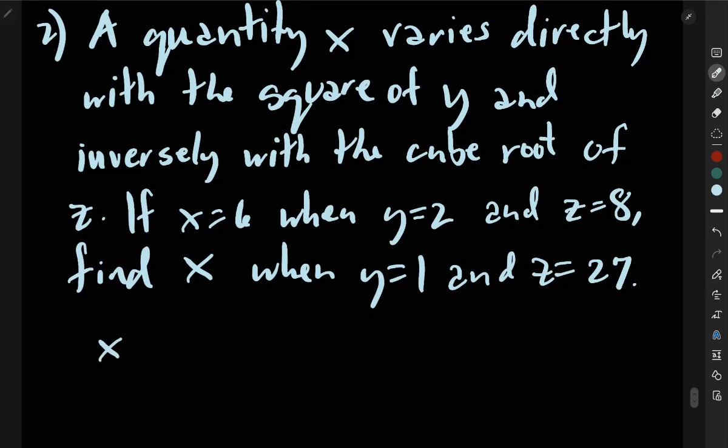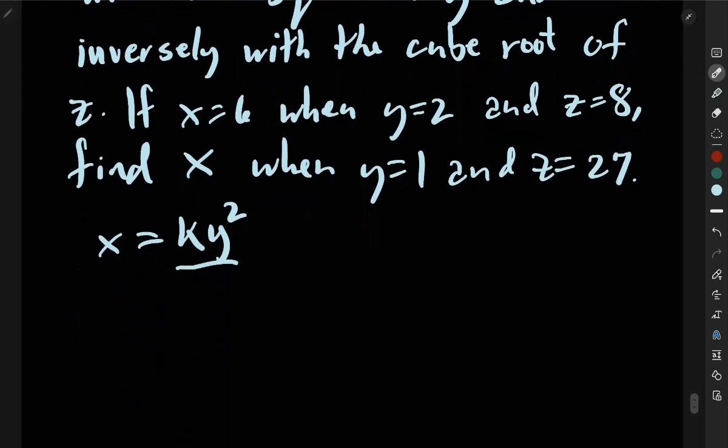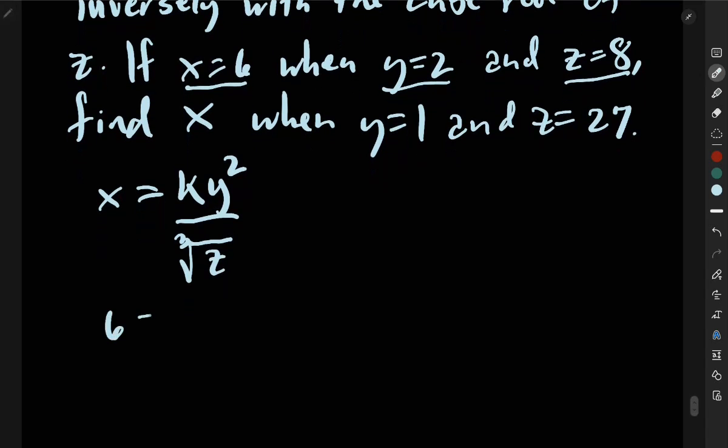So the X varies directly. So it's K square of Y, so Ky squared. And inversely, so it's over cube root of Z. So it's not cube, it's cube root. So cube root of Z. And then we're going to solve for K using the initial given. X is 6, this one, Y is 2, Z is 8. So X is 6, Y is 2, 2 squared, and Z is 8. So cube root of 8.